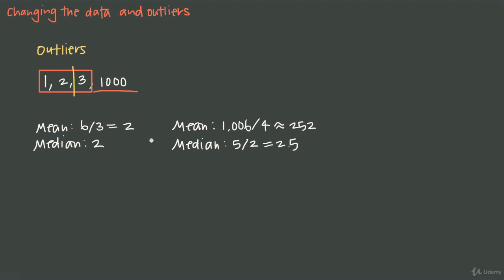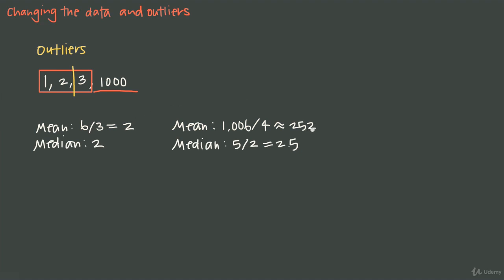The mean, on the other hand, went from 2 all the way up to 252. These are totally different means. Adding the 1000 outlier totally skewed the mean and pulled it all the way up from 2 to 252.